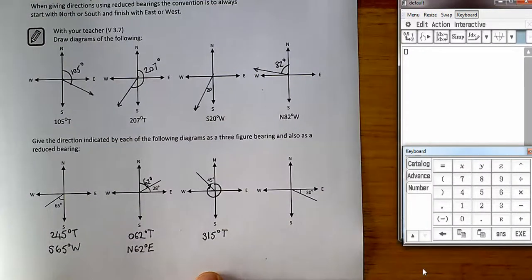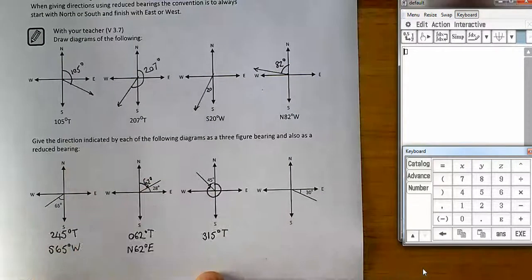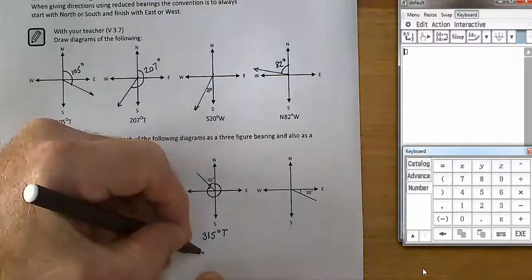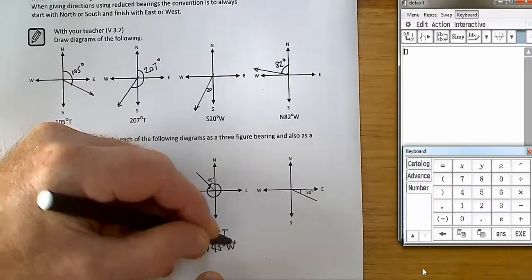Okay, now to give that as a reduced bearing, remember, start with either north or south, finish with either east or west. Starting from north, rotate 45 degrees towards the west. North, 45 degrees west.